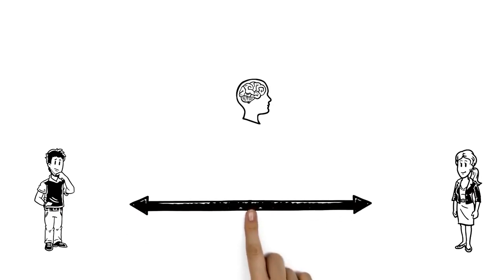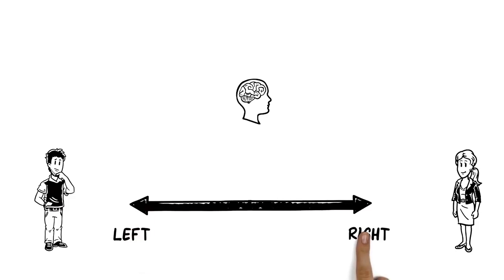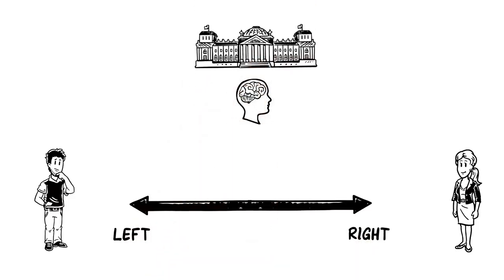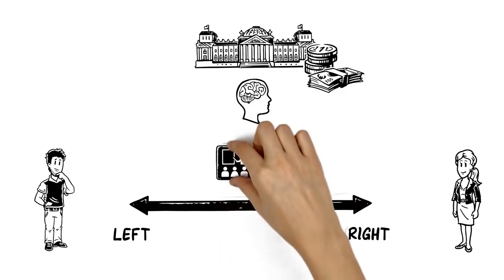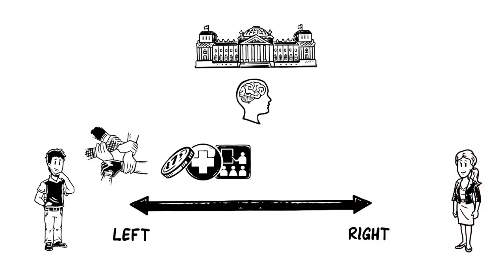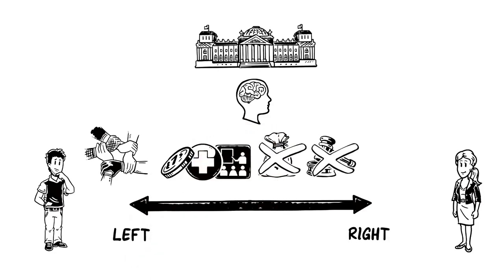The first dimension of the spectrum is from left to right. This describes how much the government should be involved in the economy. Should the government run schools, hospitals, and redistribute wealth? At the far left, all private property is abolished and resources are communally owned. Or should there be smaller governmental influence, less taxes, regulations, and restrictions? On the extreme right, we find totally free market capitalism.